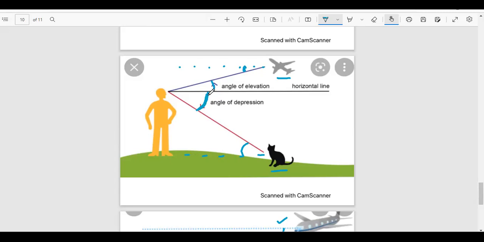All you need to understand is for two objects, one would be at a higher point, one would be at a lower point. So the lower object, in order to look at the higher one, would be making the angle of elevation. And the object that is placed at a higher position, for looking at the lower object, would be making the angle of depression, and both those angles would be same.